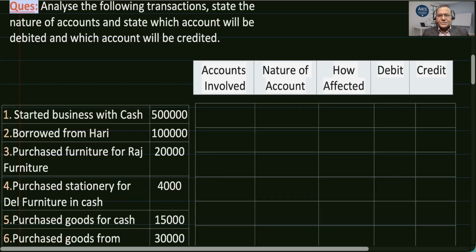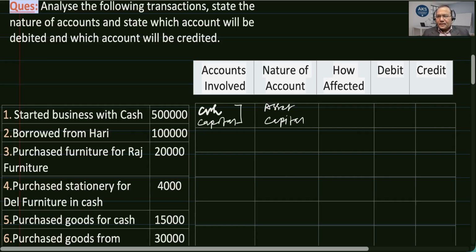Started business with cash. What are the two things which come up when a business gets started with cash? The accounts involved are, one, cash, which is brought into the business, so cash is one account that gets involved, and the second one is capital. This is very clear. Cash and capital are the two accounts involved. Now cash happens to be what account? It is an asset, so we'll write here asset, and capital is capital. As per modern classification, there is asset, liability, capital. Accordingly, we will classify how it affects.